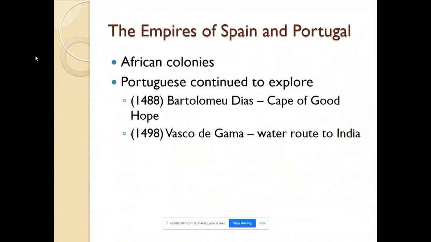In 1488, Bartholomew Diaz rounds the Cape of Good Hope. That's the southern tip of Africa, South Africa today. And then in 1498, Vasco da Gama proves that yes, you can get on a boat in Portugal and you can sail down the coast of Africa. You can round the Cape of Good Hope. You can cut across the Indian Ocean. And yes, you can get to India all by water. It takes a long time, but it is possible.